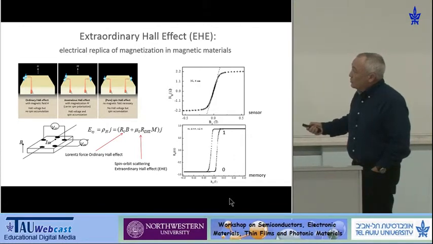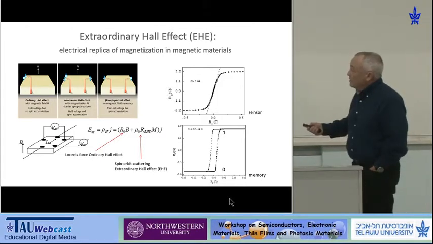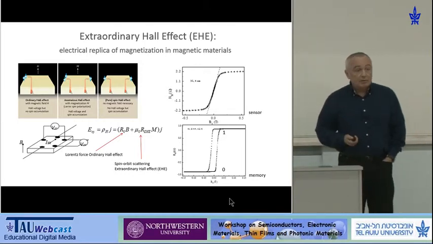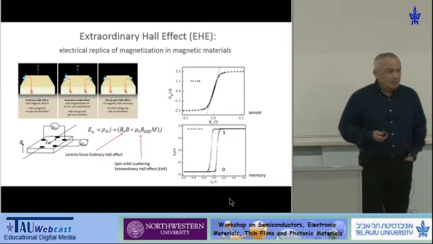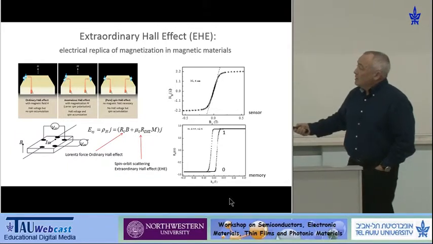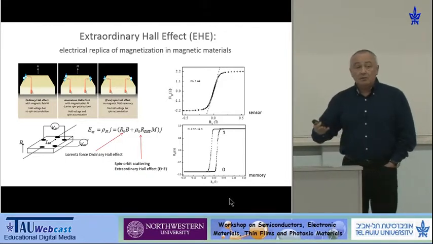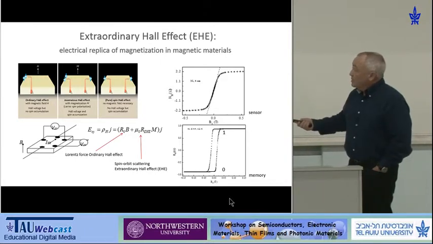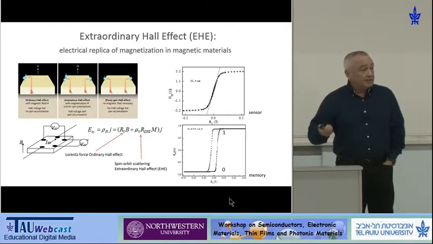and it will have two contributions. One of them is just the ordinary Lorentz force, the ordinary Hall effect, and this one is the spin-dependent, spin-orbit scattering-dependent extraordinary Hall effect, and this one depends, in fact, on the magnetization of the material, the magnetic moment of the material. That means that when we measure Hall voltage in a ferromagnetic film, we have a signal which is directly proportional to the magnetization of the material. So we have, in fact, a magnetic electric replica of the magnetization.